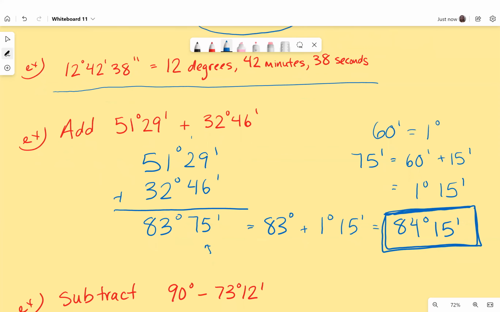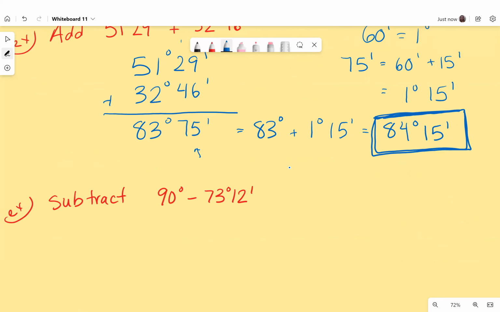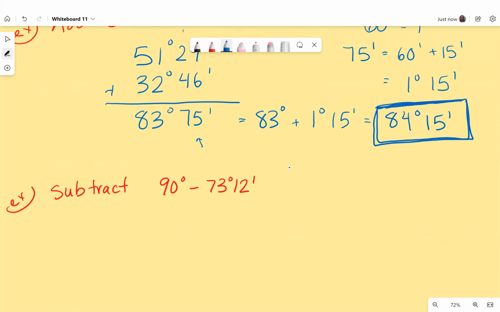Same with subtracting. So it's kind of like borrowing. If we need to subtract 90 degrees minus 73 degrees, 12 minutes, if I were to write this vertically like we just did, and we want to subtract the minutes from the minutes and the degrees from the degrees. Well, we don't have any minutes here for the 90.